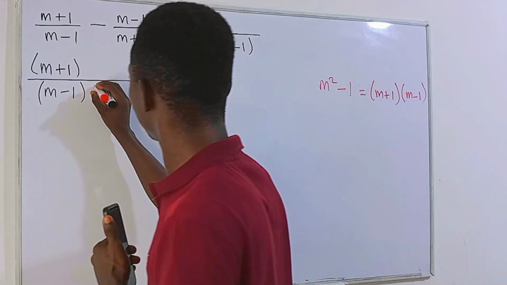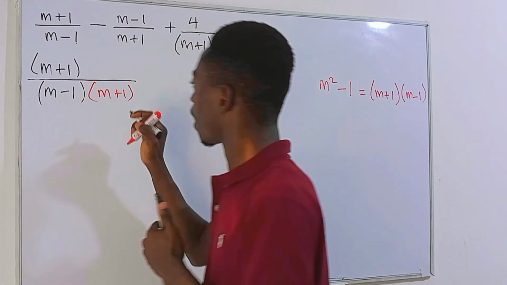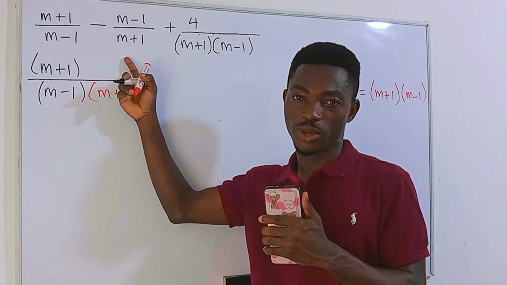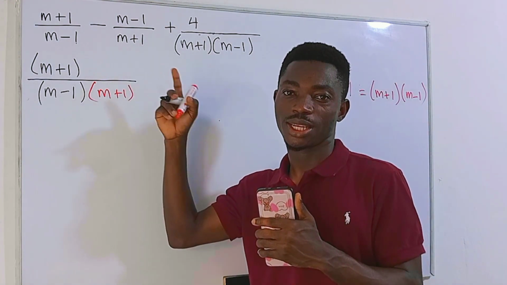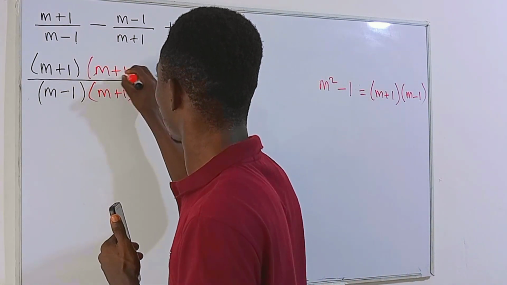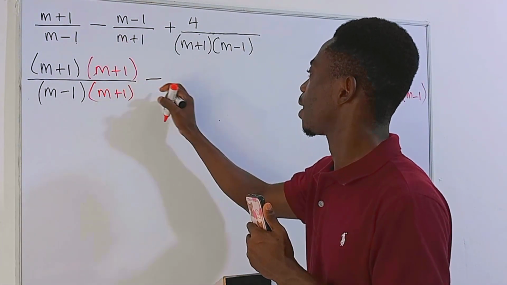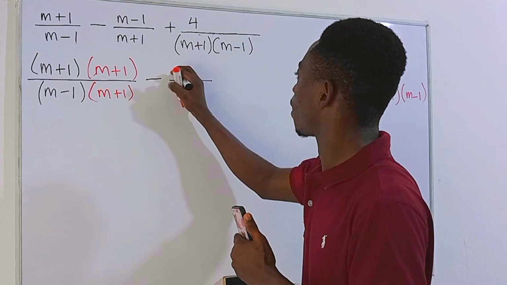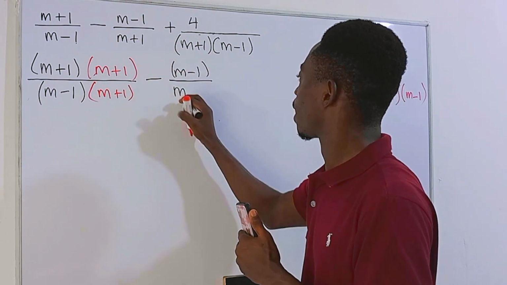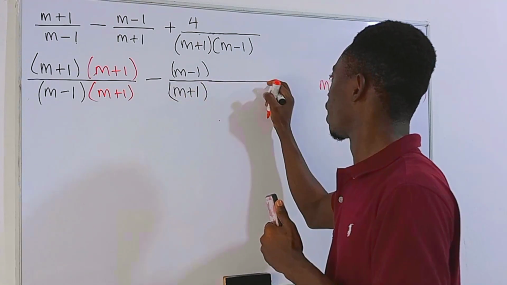So let me use the red marker. We're going to have m plus 1. Then remember, in fractions, whatever you do to the denominator side, you must do the same thing on the numerator side to keep the fraction equivalent, right? So we're going to have m plus 1 also here. Then this time we have minus. I'll put the minus sign there. Then the numerator side we have m minus 1. I also put this in parentheses, divided by m plus 1. As simple as that. Let me extend the division bar a little bit.